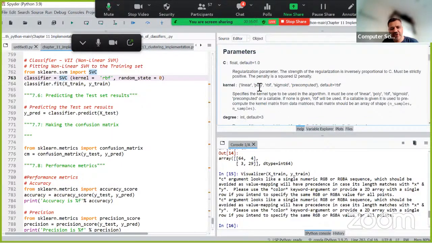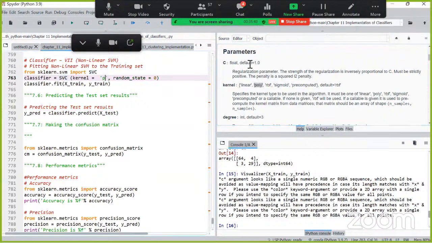Linear, I have already used. RBF, I have already used. There are other options like poly, sigmoid, precomputed, and the default is RBF. So everything is there, and through this syntax you can always try and look into that. Always remember to use Control I, so that you can know about all these parameters, and you can simply take one more and try it. Shall we quickly try one more? So let's do poly.